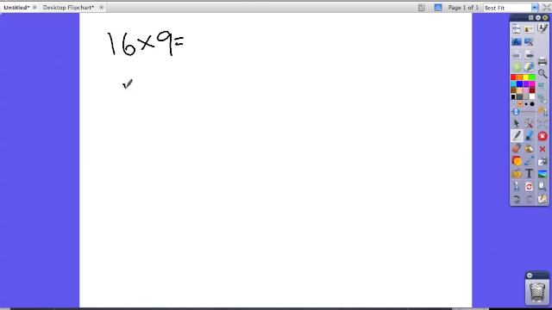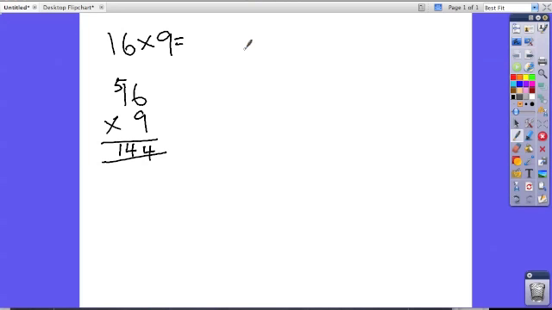Do the algorithm, which is 16 times 9. You've seen this method possibly before. And 9 times 6 is 54. So we put 4 there and carry the 5 up there. Then 9 times 1 is 9, plus 5 is 14, so 144.